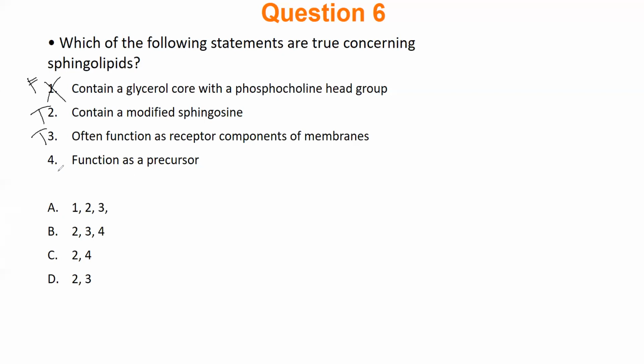Function as a precursor: sphingolipids are the last step in the process. The sphingosine is a precursor to make sphingolipids. But once you have the sphingolipid, that's the last thing you're trying to make. So they're not really a precursor for anything. That's going to be false there. So the best answer you could pick is D: sphingolipids have that modified sphingosine, and they're usually found in the membrane as some kind of cellular receptor.